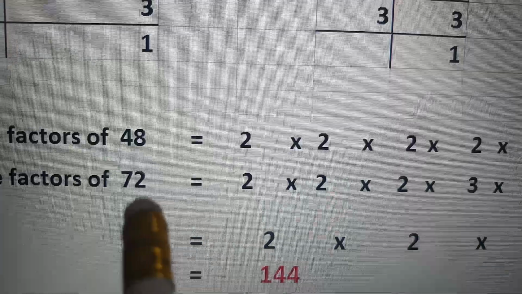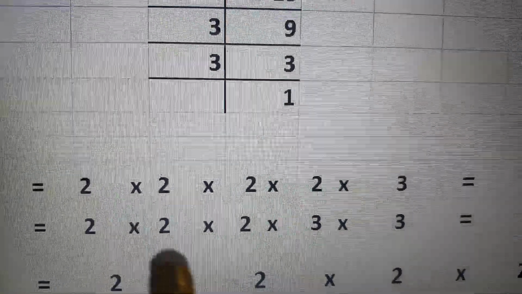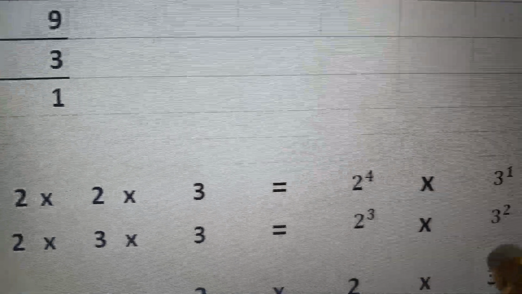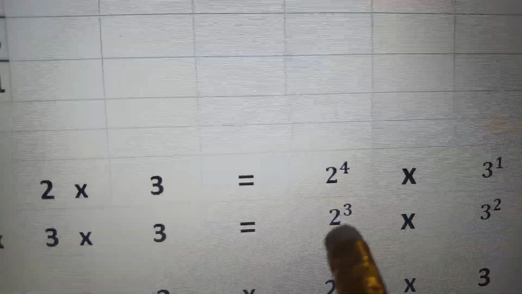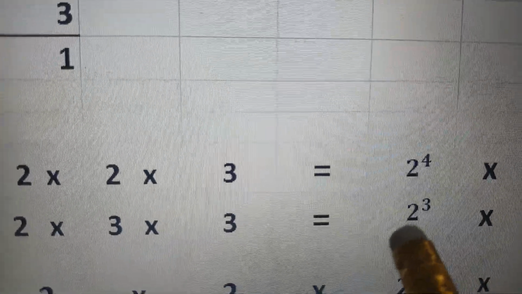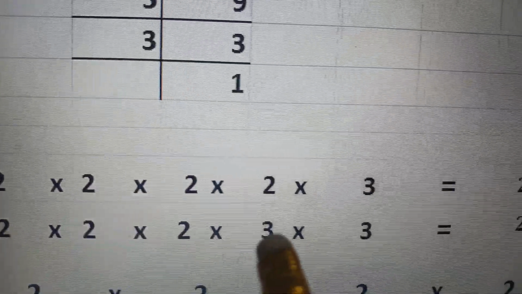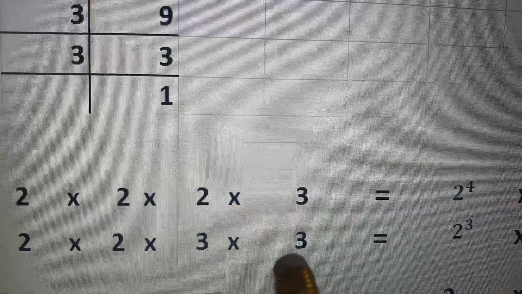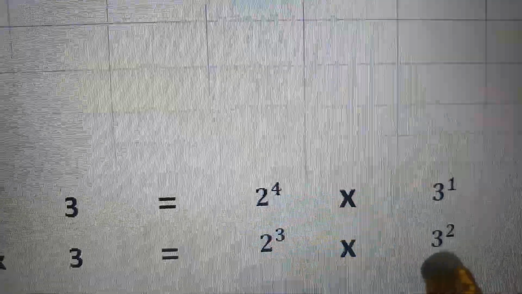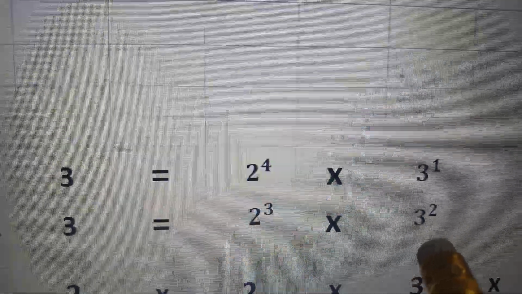For the number 72, how many times did 2 appear? 3 times. We'll write 2 power 3, meaning 2 appeared 3 times. And how many times did 3 appear? 3 appeared 2 times. So we'll write 3 power 2.